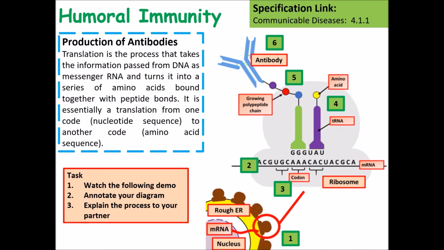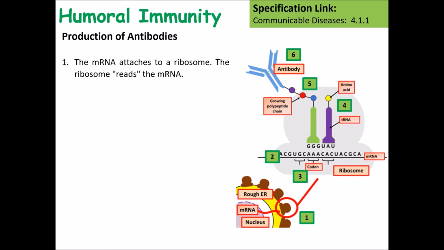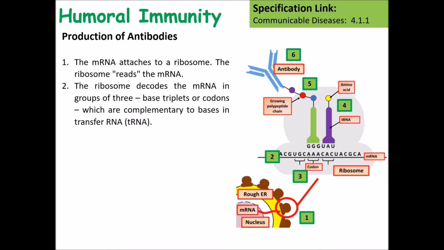So translation is the process that takes the information passed from the DNA in the form of messenger RNA and turns it into a series of amino acids which will finally go and produce the antibodies. So the messenger RNA attaches to the ribosome. The ribosome reads the messenger RNA. The ribosome decodes the messenger RNA in groups of 3, so these are triplet codons, and complementary bases on transfer RNA will go and bind to it.